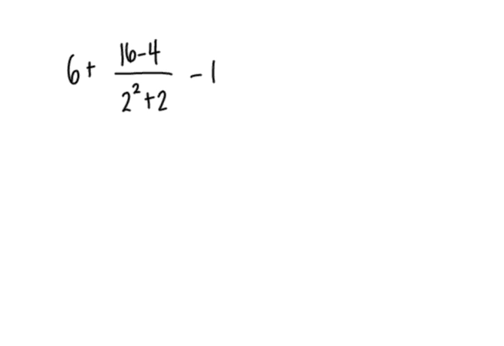Okay, we're going to continue our study of the order of operations. So our problem has 6 plus 16 minus 4 divided by 2 squared plus 2 minus 1. P again stood for parentheses and all other grouping symbols, and technically a fraction is considered a grouping symbol. Although they're not parentheses around the numerator and denominator, they are understood or implied to be there. So you can actually put parentheses around them, and that makes the problem a little bit easier.